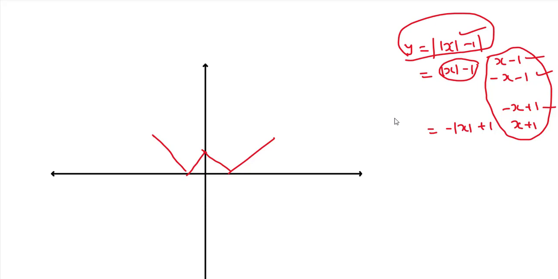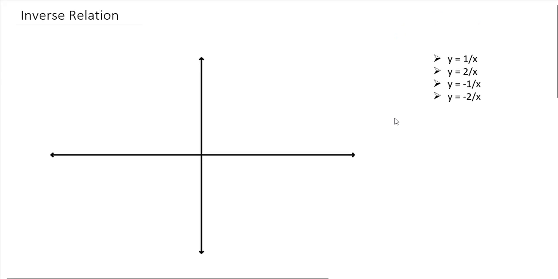Let us take our next function, which is the inverse relation. Now if you notice in this function, the relationship between y and x is such that if x increases, the value of y will decrease. Hence this function is called an inverse function. If the value of x decreases, the value of y will increase. So let us see how to plot this graph.